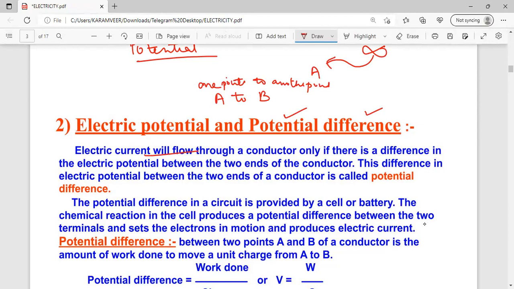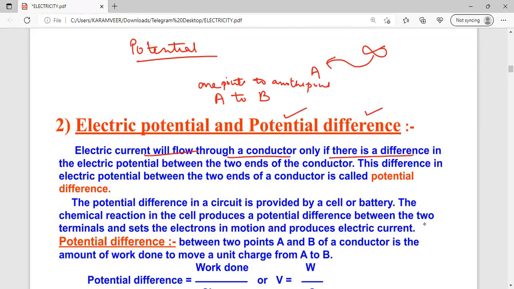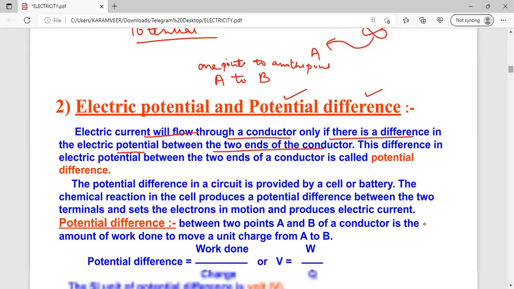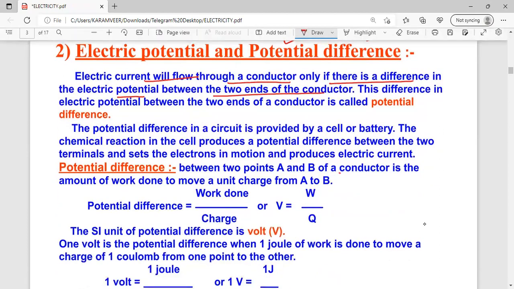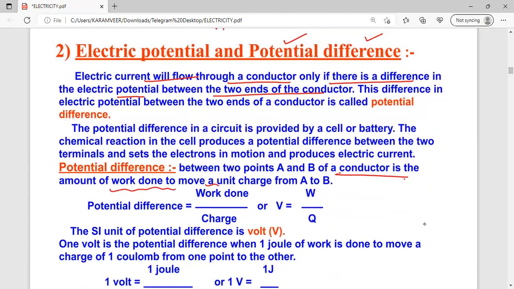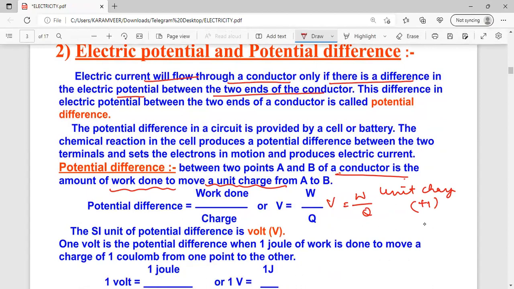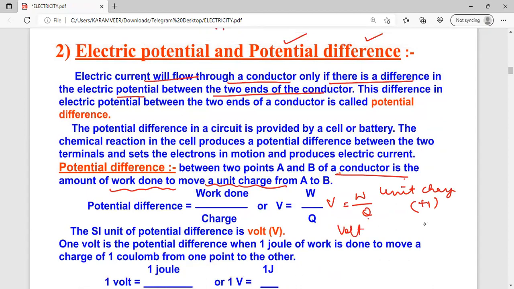Clear? So electric current will flow through a conductor only if there is a difference in electric potential between two ends of the conductor. That difference is called potential difference. So potential difference between A and B of a conductor is the amount of work done to move a unit charge. Unit charge means its value is +1. And why am I considering it as +1? Because it's a test charge. Work done upon charge. So V is equal to W upon Q. Work done has unit joule, charge has unit coulomb, V has unit volt. So 1 volt is equal to 1 joule per 1 coulomb.